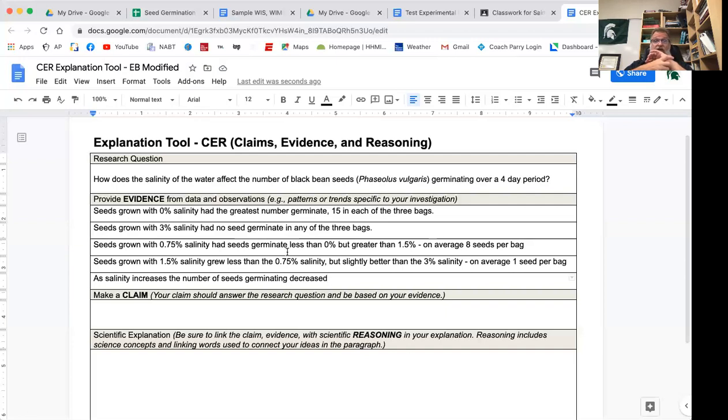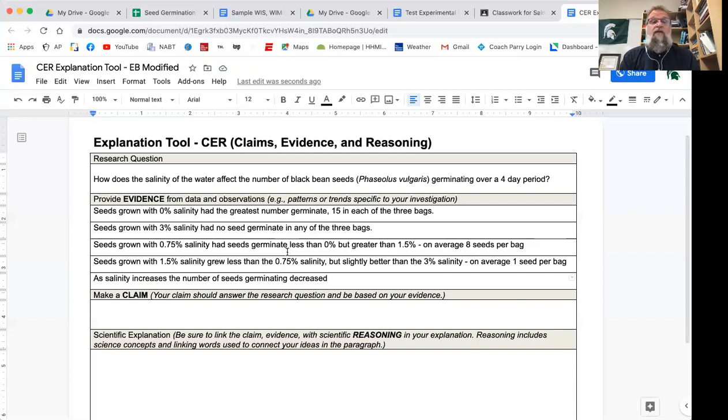And again, it's okay if your data is not telling you that it had an effect. You can say, you know, whatever it is you're testing. So if most of my bars were all the same, if salt really didn't make a difference, it's okay to say, the salinity had no effect on the growth of seeds. I know this because all bags average the same number at 5 seeds per bag. If you look at the graphs, all the bars are the same height. And those types of things are things that you're going to put down.